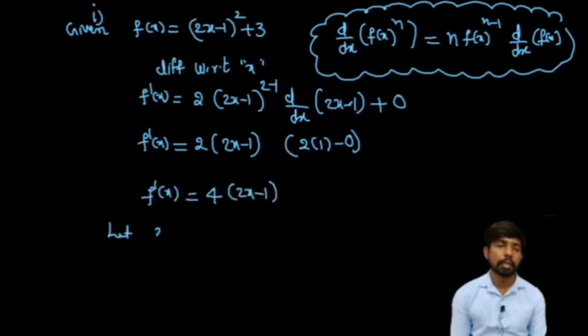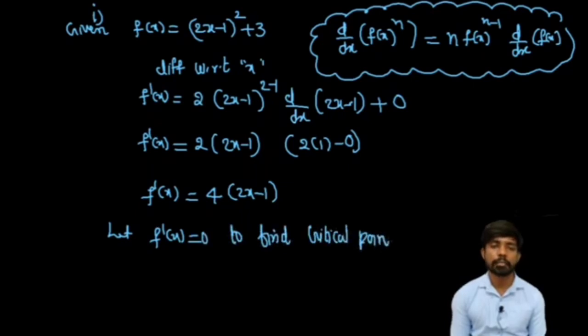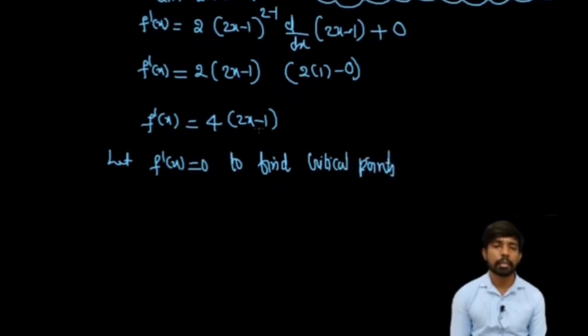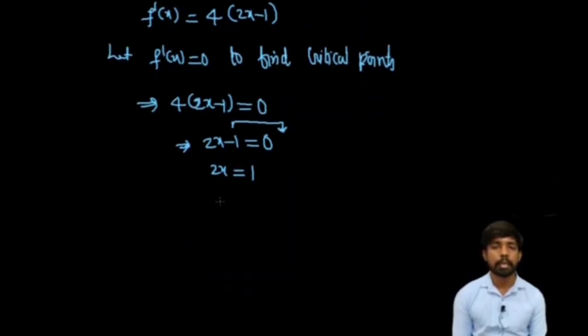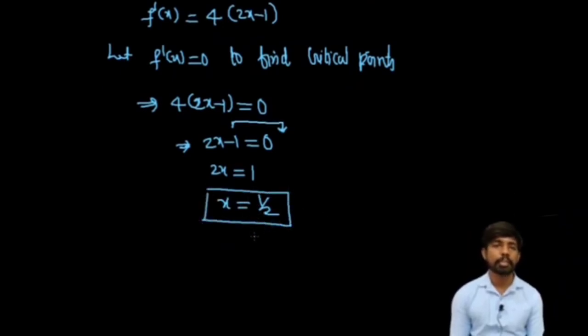Now let f dash of x be equal to 0 to find critical points. So here f dash of x is 4 times (2x minus 1) equals 0. Send 4 to the right hand side, it will become 0. 2x minus 1 is equal to 0. Send this minus 1 to the right hand side, it will become plus 1. Send the multiple 2, it will become divide. x is equal to 1 by 2. This is a critical point, we got it.